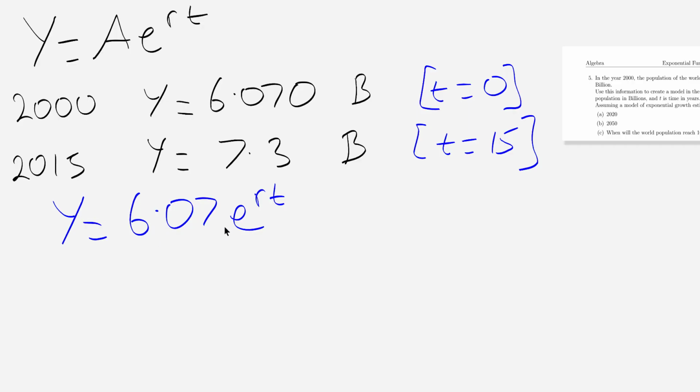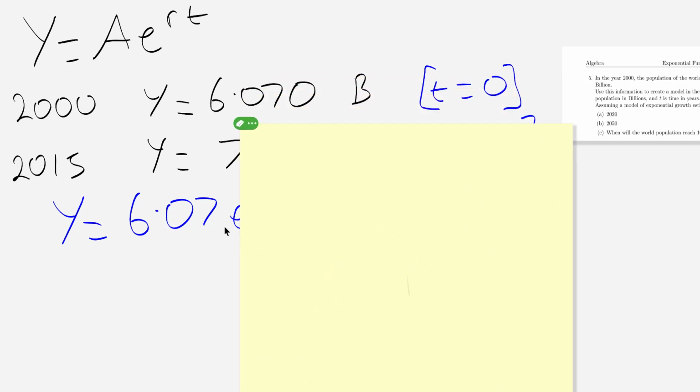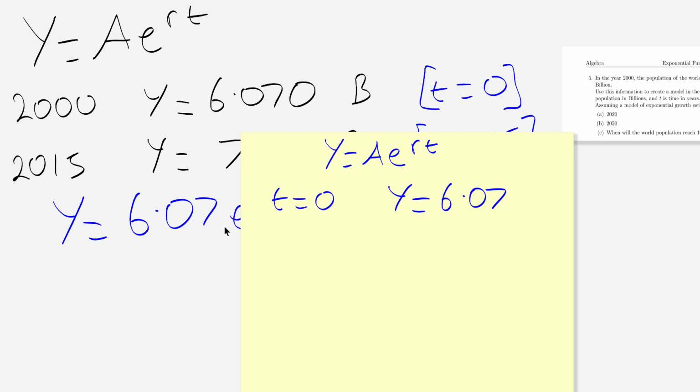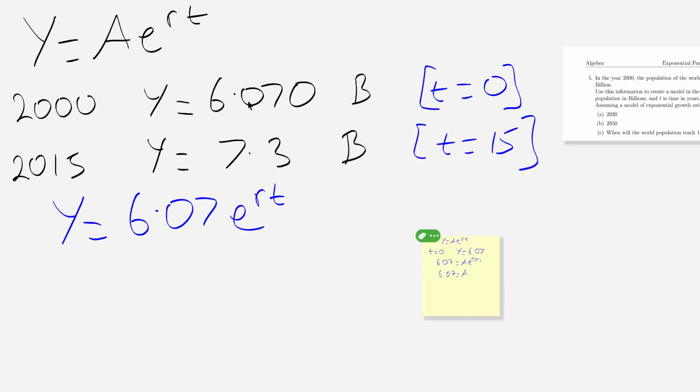And remember, we can work that out if we're not happy to take that. We have y equals a e to the rt, and we know that when t is 0, the population is 6.07 billion. So fill in 6.07 for y, and fill in 0 for t. Remember, e to the power 0 is 1. So you end up getting 6.07 equals a times 1, which is just a. So this is why a is 6.07 in this case. But as I said, a will always be the initial value. So the initial value was 6.07, and that is our value for a.